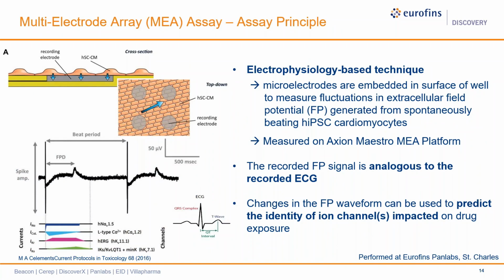The multi-electrode array, or short MEA assay, is an electrophysiology-based technique where microelectrodes are embedded in the surface of the well where we are culturing the cells in order to measure fluctuations in the extracellular field potential, which is generated from the spontaneously beating cardiomyocytes.